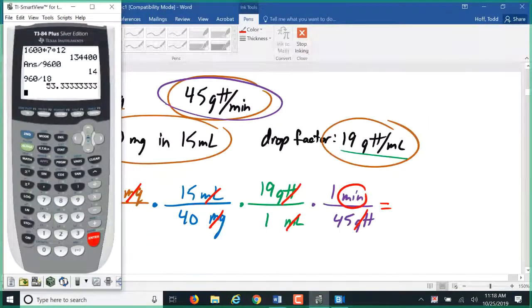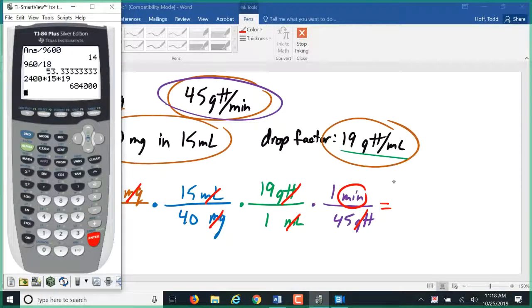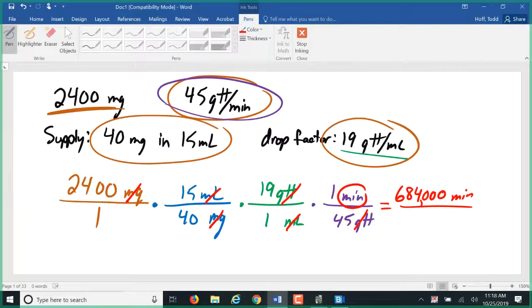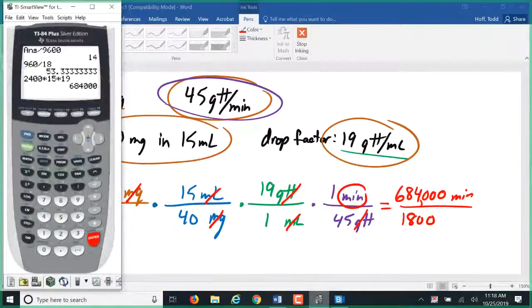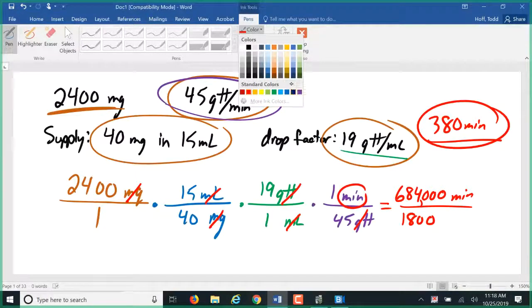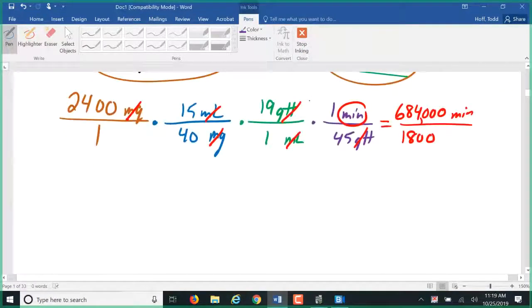Drops canceled out. The only unit we have left is the minutes. So on top, we've got 2,400 times 15 times 19. We got 684,000 minutes. On bottom, we've got 1 times 40 times 1 times 45, which is what, 1,800. 684,000 divided by 1,800 is 380 minutes. I'm good with leaving it like that, but if you wanted to, you could divide by 60 minutes in an hour.